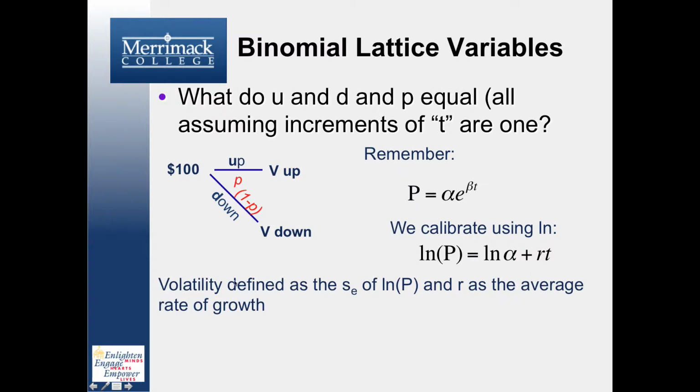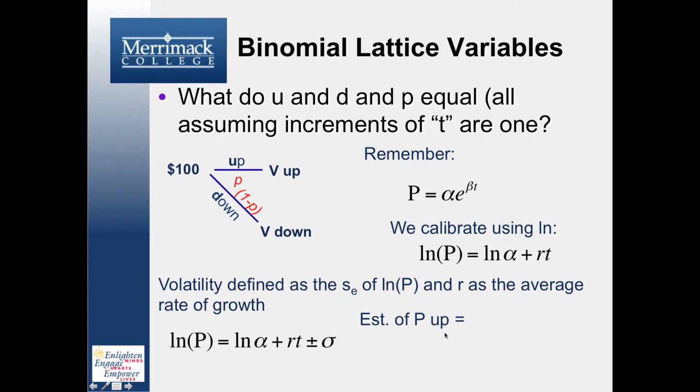And remember, I've already defined volatility as the standard error of this, right? Standard error of this. And the R is the average rate of growth. Okay? So if we want to look at estimate values, this is plus or minus the standard error, one standard error. So this encompasses 68% of all observations. That's the standard way of doing it.